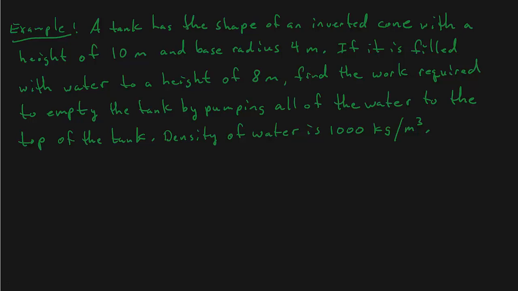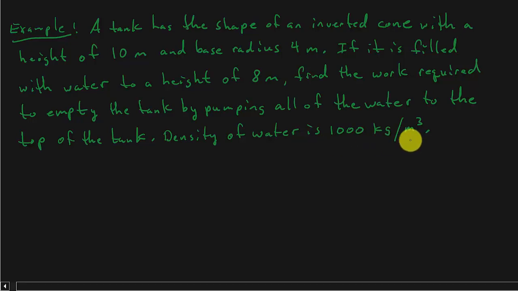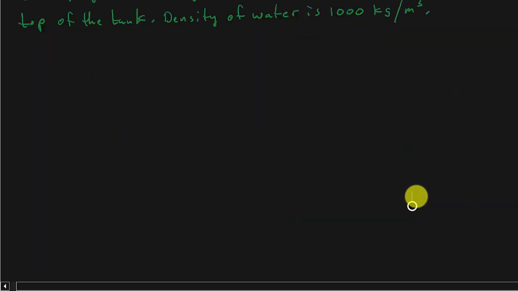All right, so it says a tank has the shape of an inverted cone with a height of 10 meters and base radius 4 meters. If it is filled with water to a height of 8 meters, find the work required to empty the tank by pumping all of the water to the top of the tank, and the density of water is 1,000 kilograms per cubic meter. All right, so let's draw a picture.